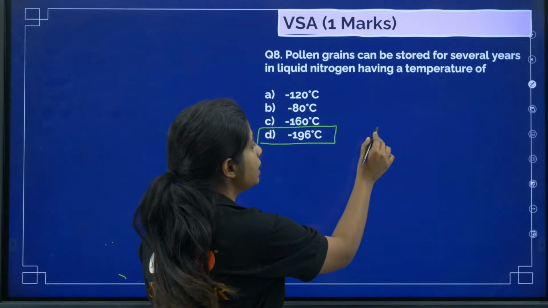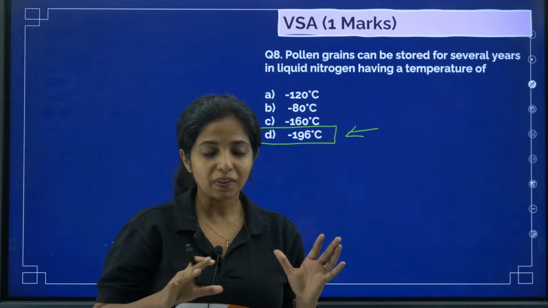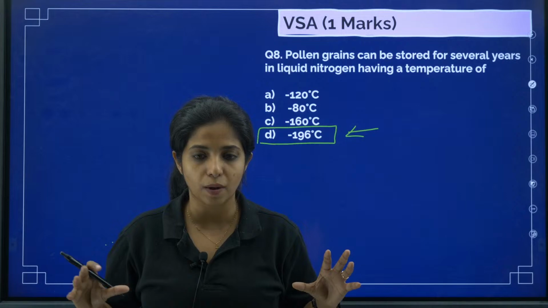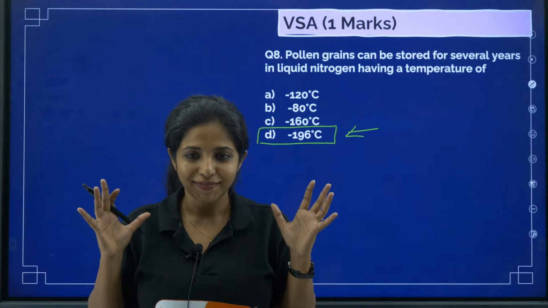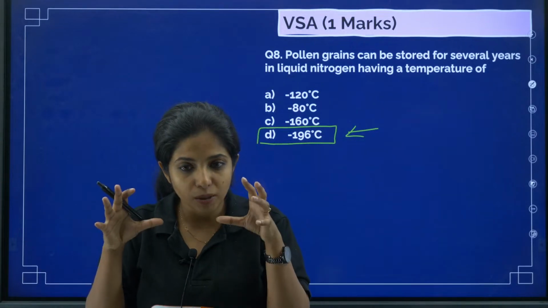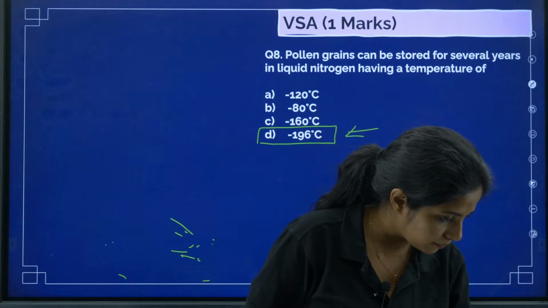This will be really bad. But when you keep it at minus 196 degrees Celsius, it passes the phase of crystal formation. It does not allow crystal formation to happen. Directly it gets frozen like that. There is no crystal formation over there. Directly it gets preserved, which is why we keep it at minus 196 degrees Celsius.